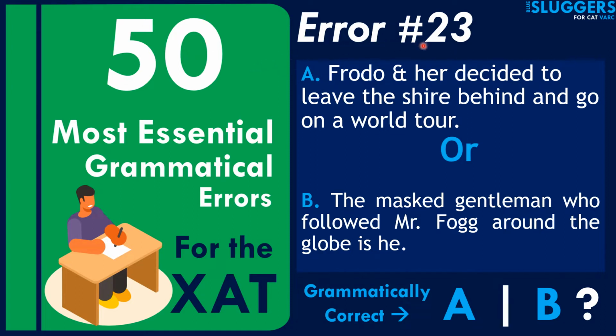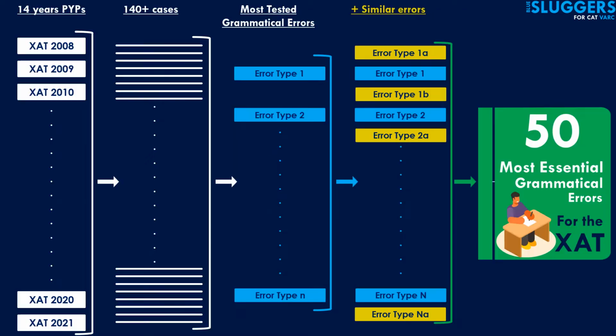Right now, let's jump into the 23rd type of error of the series, 50 most essential grammatical errors for the XAT. However, I would like to first state that this is not just a random list of 50 grammatical errors that we have just come up with. There's in fact quite a logical process involved in creating this list, and I've explained that process in detail in a separate video, which you can access by clicking on the link on the top right corner of your video. This diagram pertains to that. I've explained all of this in that video, so you can watch that if you want.